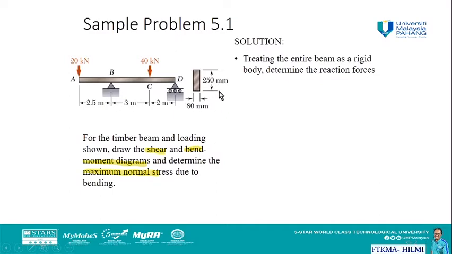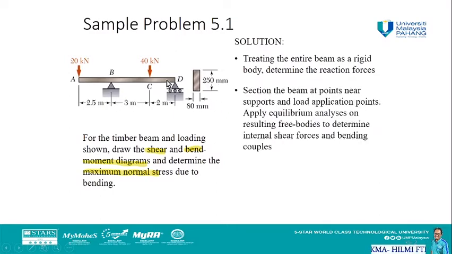First, we have to treat the entire beam as a rigid body, where we are not going to assume any pure bending occurring, so the lengths are going to be the same, and then we are going to determine the reaction forces at point B and point D. So we need to use the equilibrium equations of force X, force Y and moment. And then we are going to section the beam at points near the supports, from A to B, and then from A to C, and then from A to D.